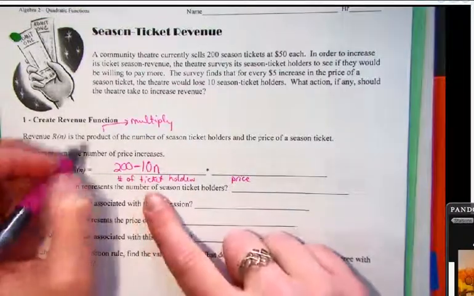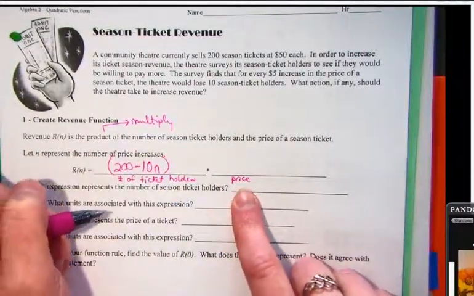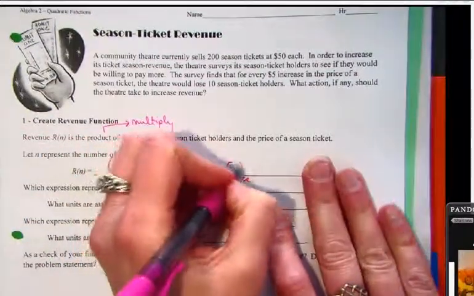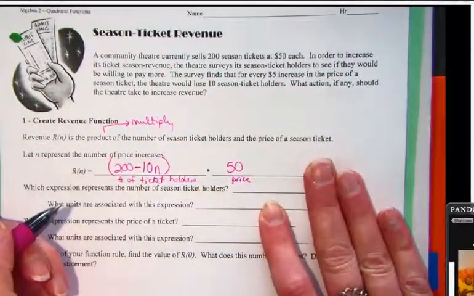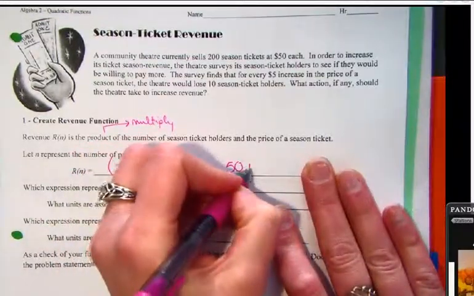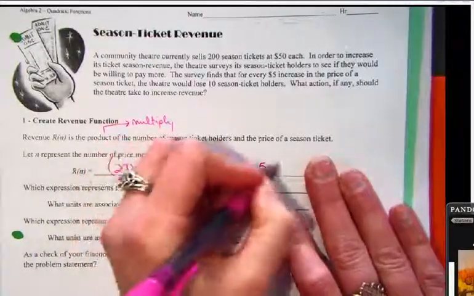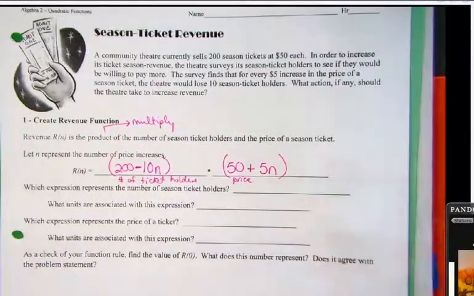So revenue is this times price. What is our price currently at right now? $50. For every price increase, is the price going up or down? Oh, that's kind of a funny question, isn't it? So we're going to add to it $5 for every price increase. 5N to it.